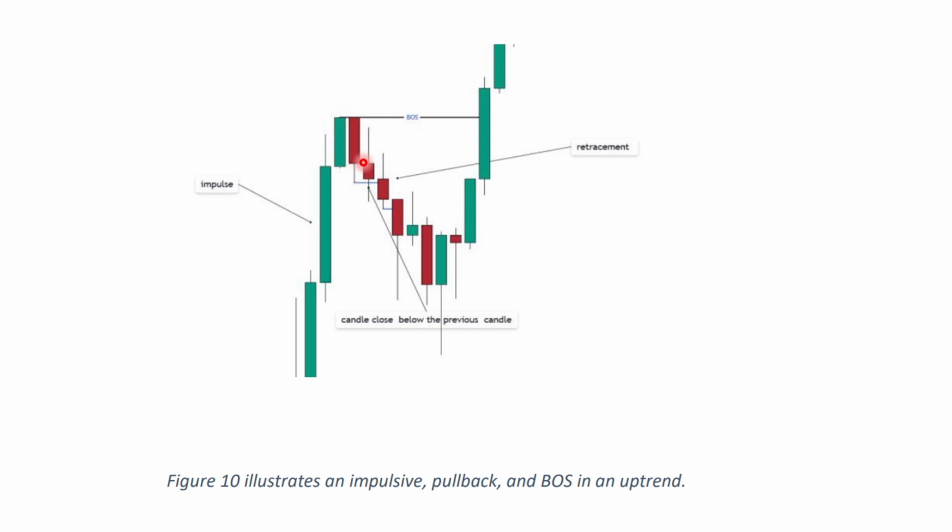So in a pullback, to define a valid pullback, we need to have at least a minimum of three candles in the opposite direction. And then you mark the highest high or the swing high here, and then wait for the market to break above. So once it breaks above, this defines your pullback, right? And then you wait again for a minimum of three candles. A minimum means greater than or equal to three candles.